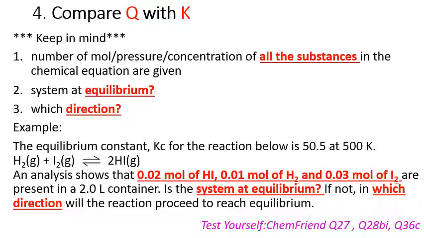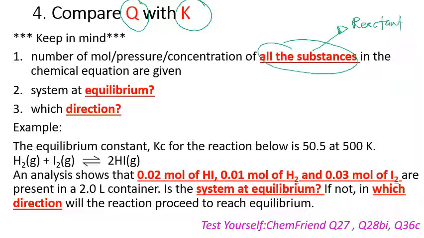Now let's continue with the fourth type of calculation question. Generally, the fourth type will ask us to compare the reaction quotient Q with the equilibrium constant K. So how are we going to know we are going to use this method to solve? Generally, these are the characteristics of the questions. First, the number of moles, pressure, or concentration of all the substances are given. All the substances here means all the reactants and also all the products.